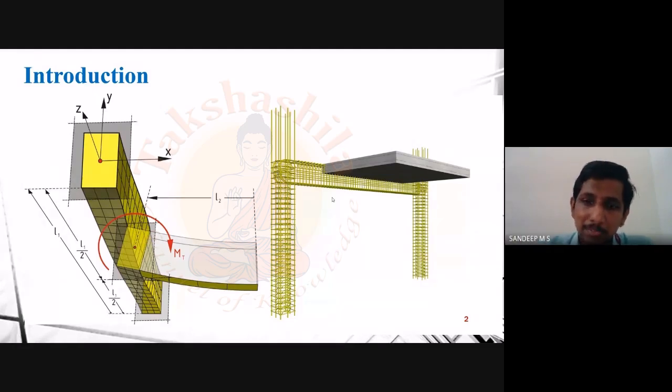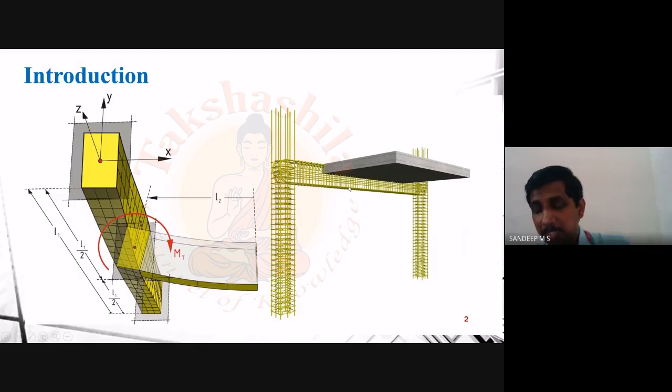In these types of cases, we have to consider the torsion, because there will be a very significant effect produced by torsion in this beam as well as in this beam. So in such cases, we have to include the design for torsion.